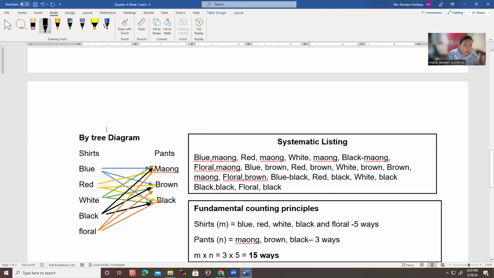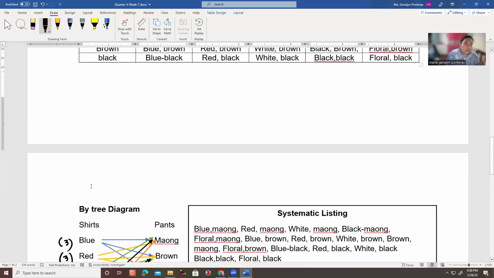Now, by tree diagram, we have the shirts at the left part and the pants at the right part. So we're going to pair them. As you can see, blue shirts can be paired with the 3 pants. So that's 3. Same with red, white, black, and floral. So a total of 15, with a cardinality of 15 outfits.